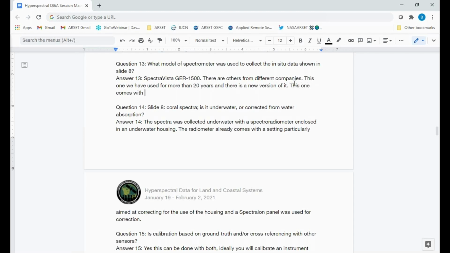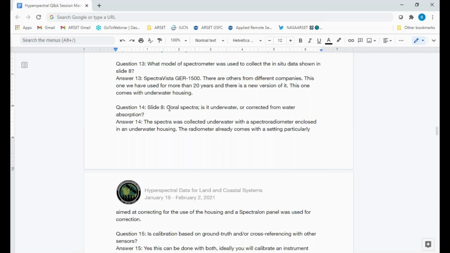And there's a couple of other spectrometers that have done similarly. So yeah, that's the one we use, but there are others out there, and it obviously depends on your project budget, or on the specifics of the questions that you want to answer with your data collection.